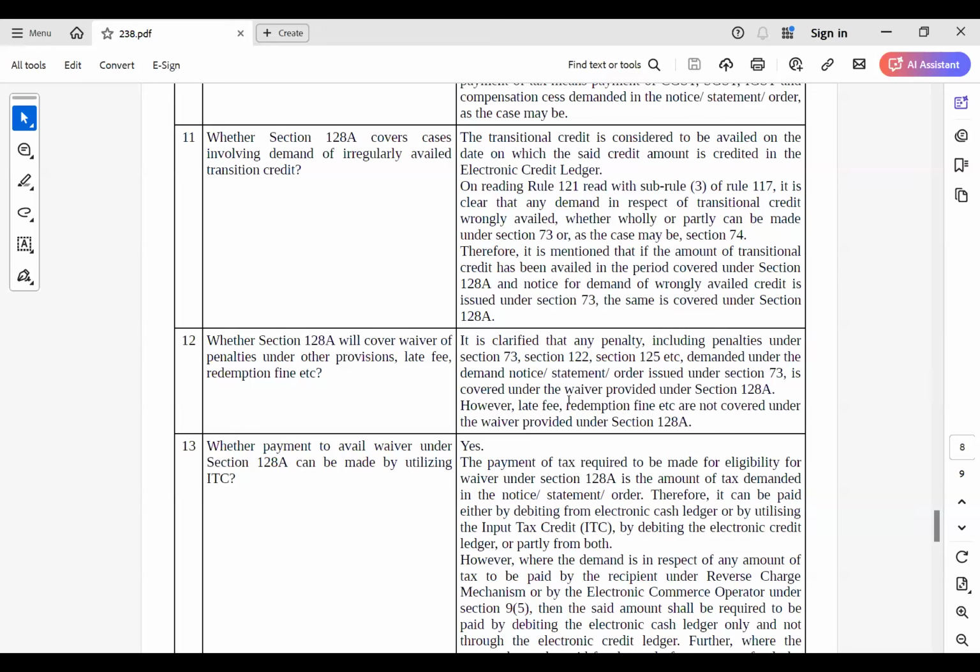Because of that specific wording of section 128A, all proceedings in respect of the said notice shall be deemed to be concluded, it would have a larger role to play whenever the litigations come, on whether it was a connected issue or not a connected issue.